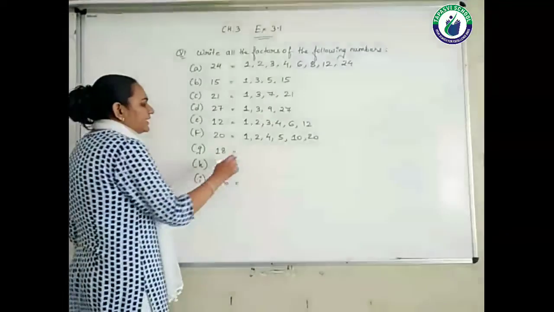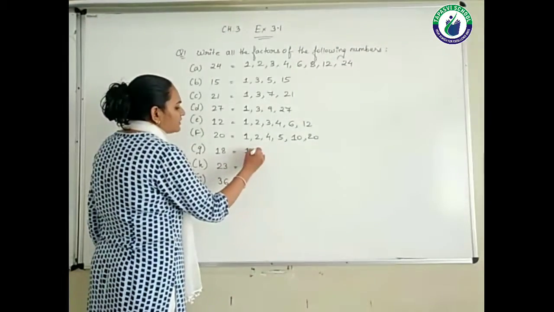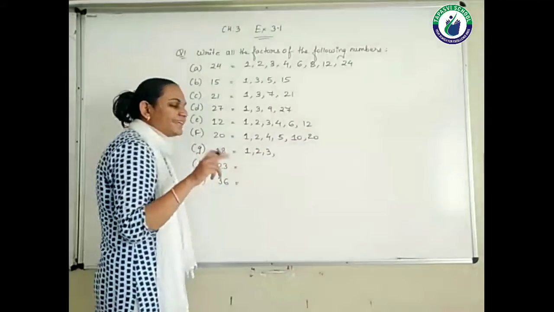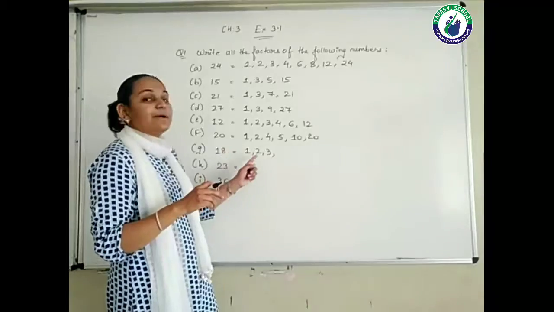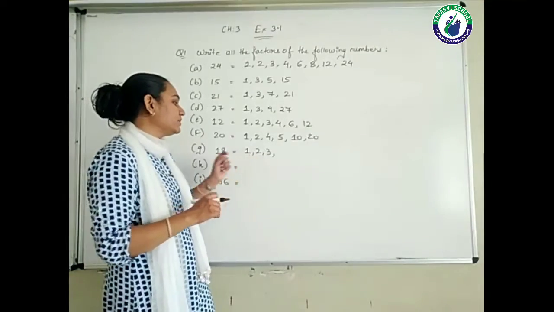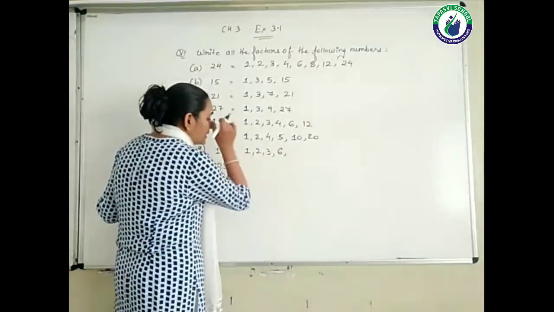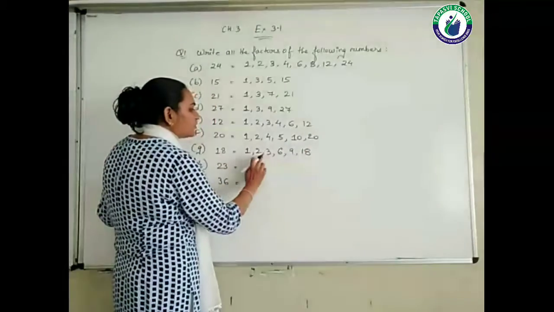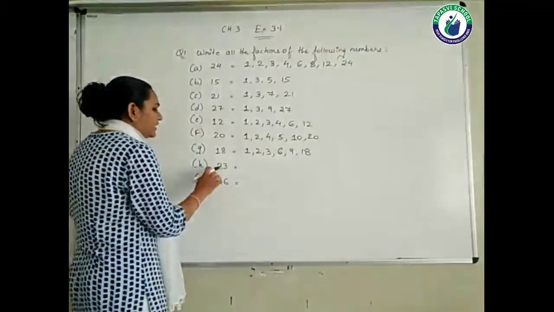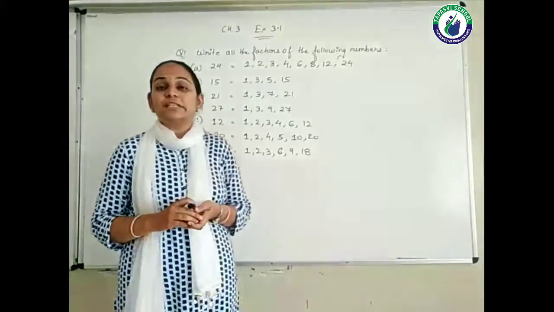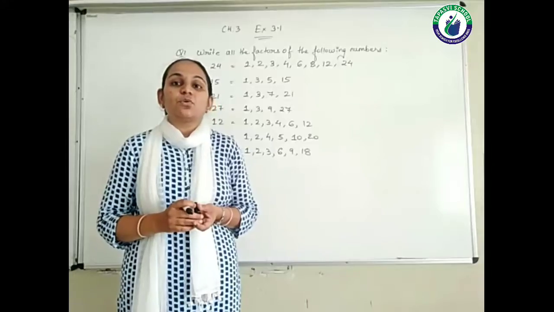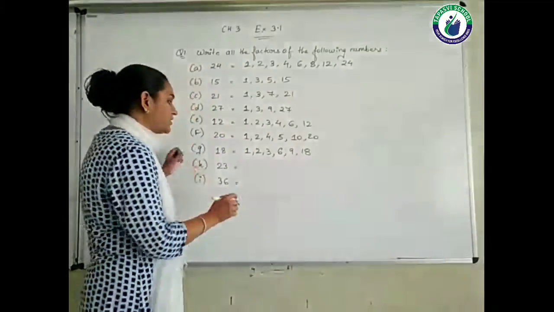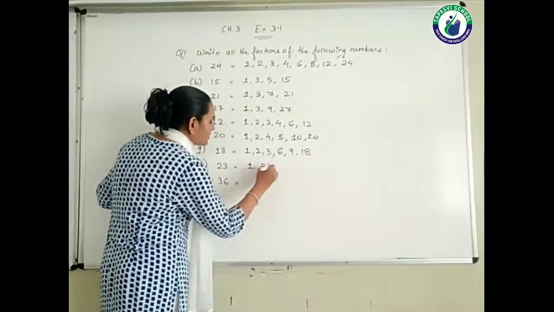Next one is 18. 18 is divisible by 1, 2, 3. We can divide 18 by 1, we can divide 18 by 2 also, by 3, then by 6, then by 9, and then by 18 itself. 1 18s are, 2 9s are, and 3 6s are. Next one is 23. See, students, 23 is a prime number. So there are only two factors of 23, that are 1 and 23 itself.